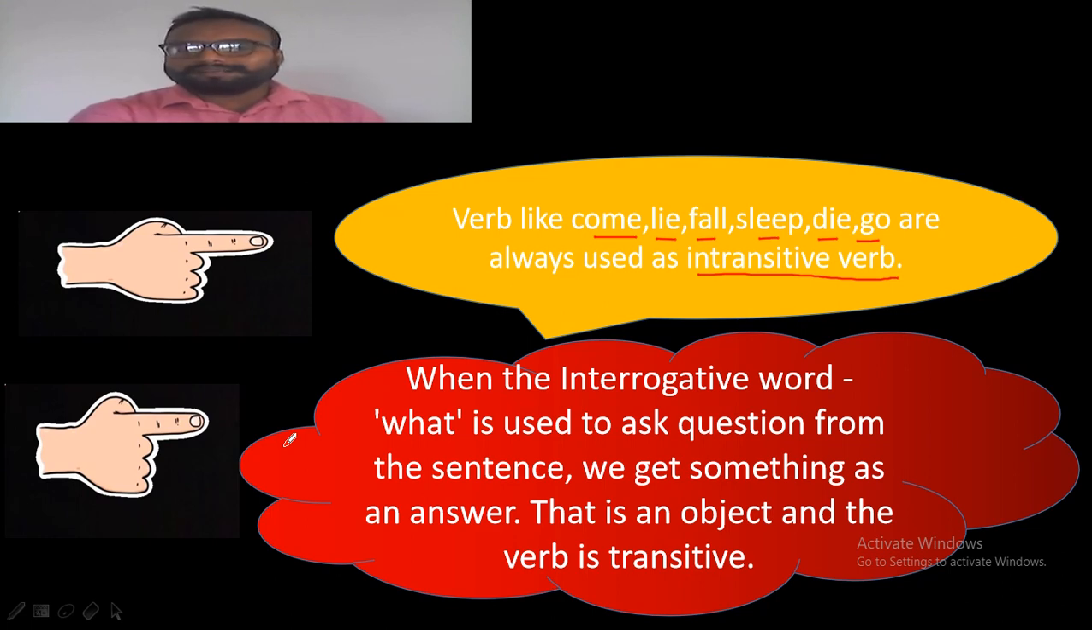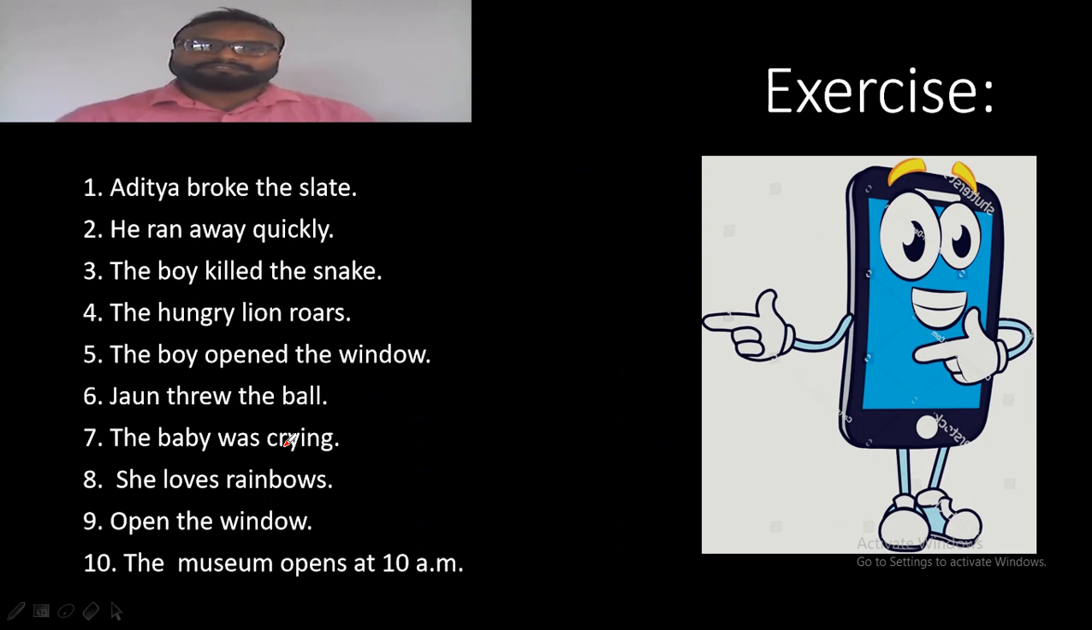Now moving to the exercise, let's see how much you have learned. The first sentence is Aditya broke the slate. What verb do we have over here? We have broke. So frame the question: what Aditya broke? The answer is the slate. So definitely it is the object, and here in the first sentence we have a transitive verb.